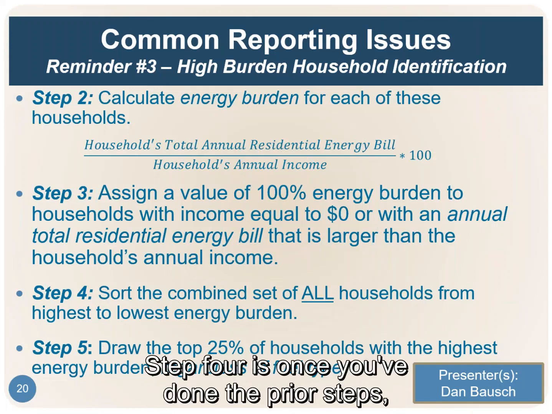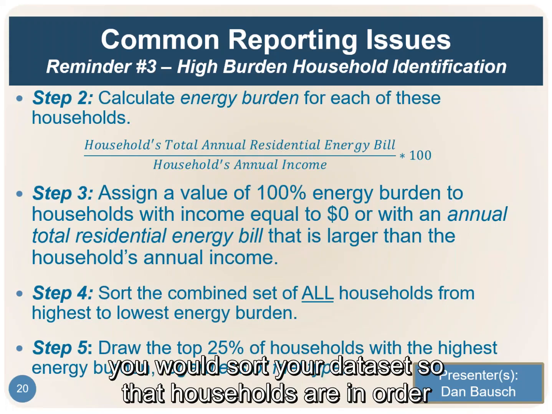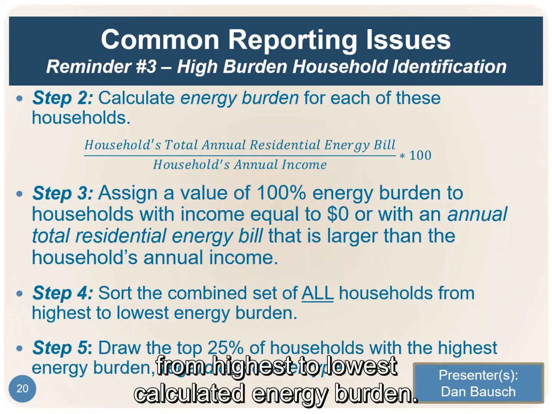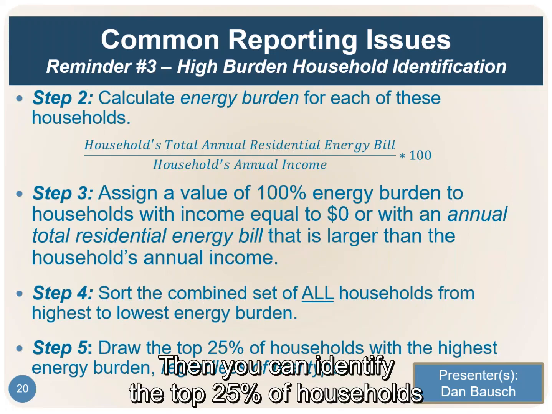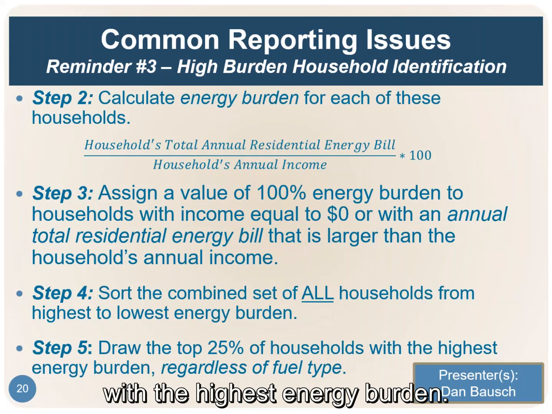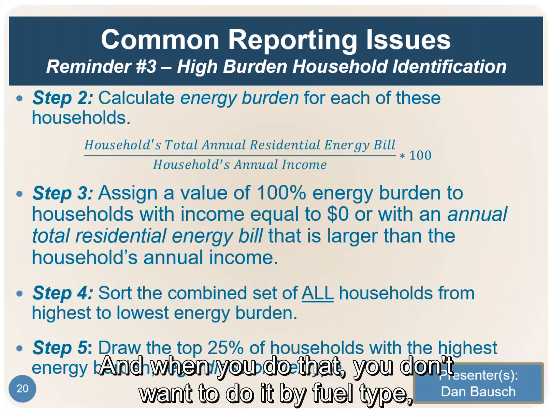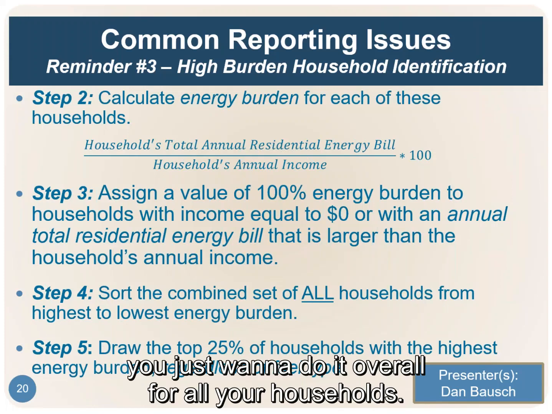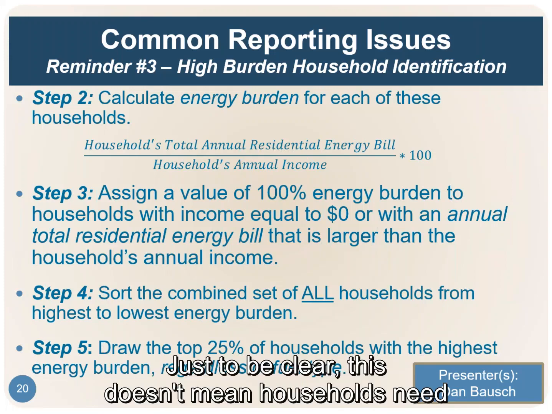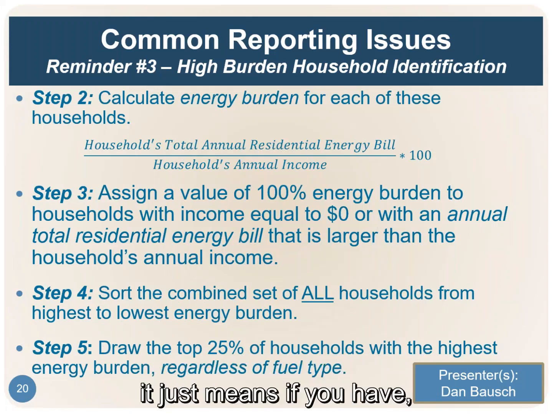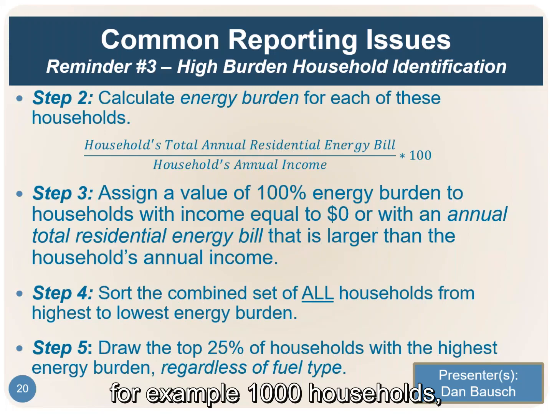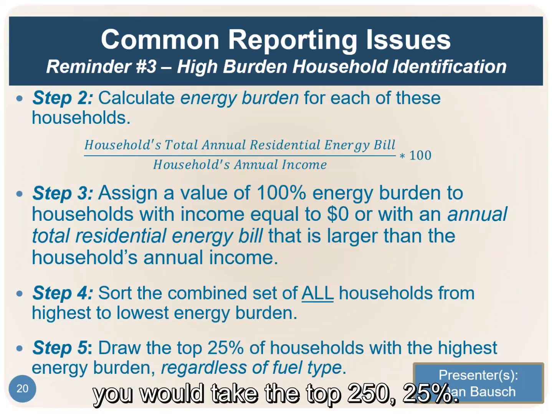Step 4 is once you've done the prior steps, you would sort your data set so that households are in order from highest to lowest calculated energy burden. Then you can identify the top 25% of households with the highest energy burden. And when you do that, you don't want to do it by fuel type. You just want to do it overall for all your households. Just to be clear, this doesn't mean households need to have an energy burden that's 25% or greater. It just means if you have, for example, 1,000 households, you would take the top 250, 25%.